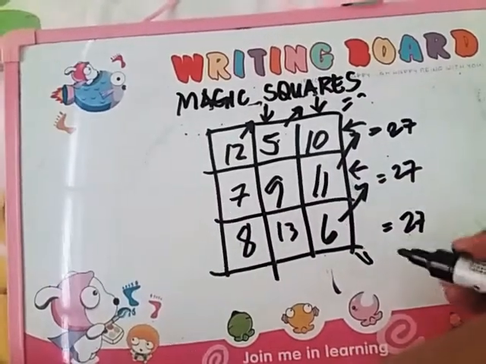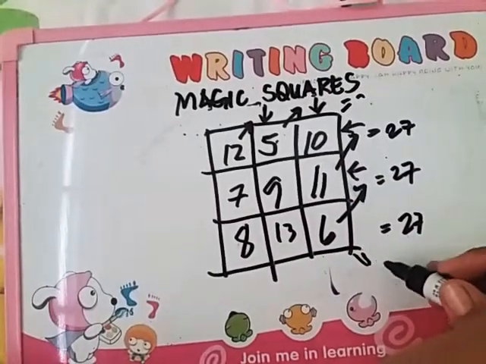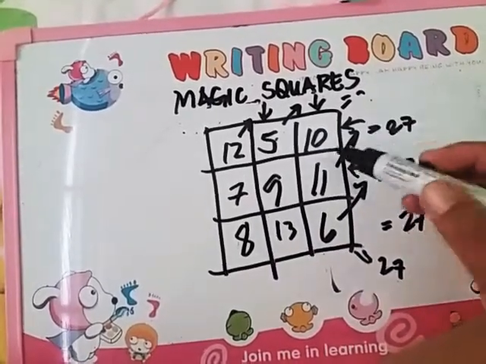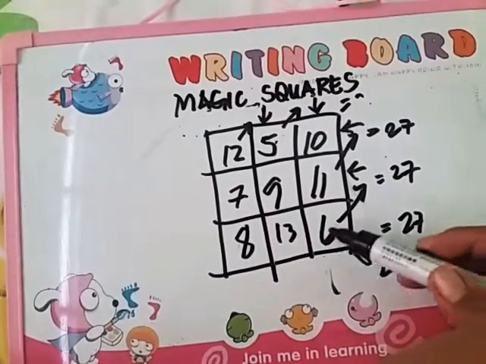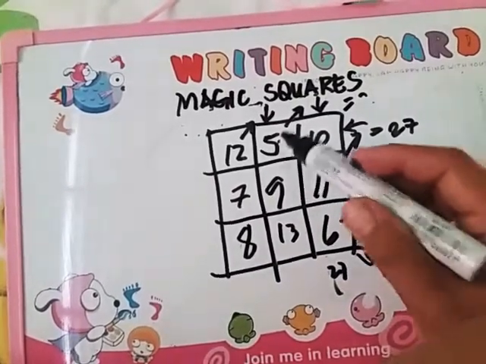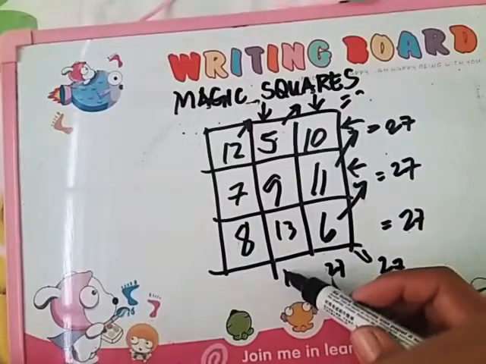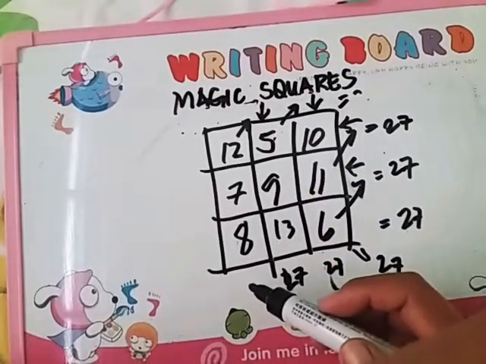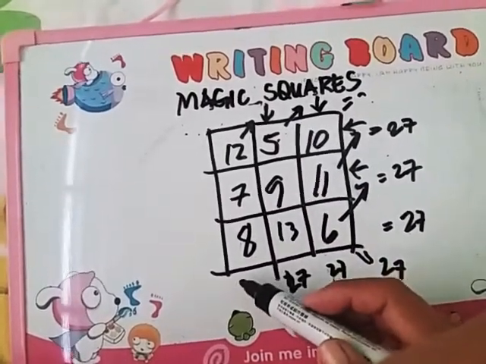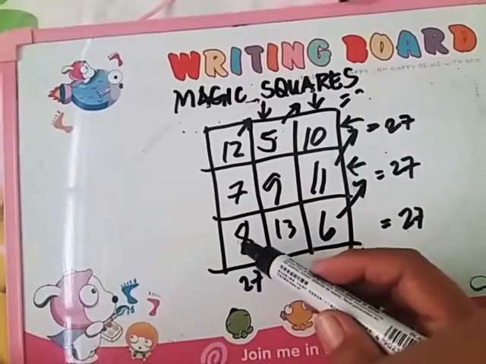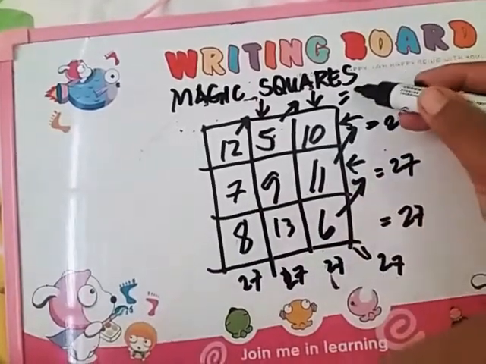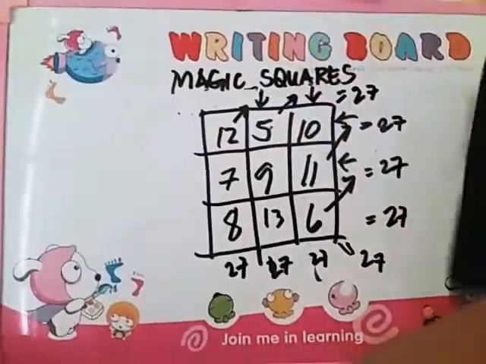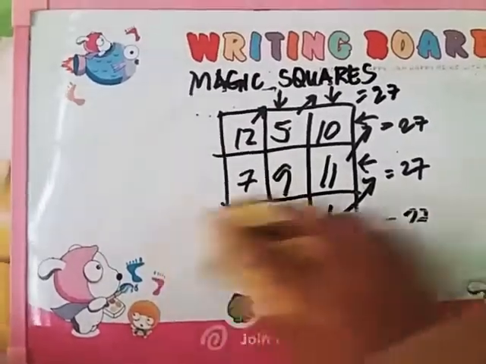12 plus 9 is equal to 21 plus 6 is 27. 10 plus 11 is 21 plus 6 is 27. 5 plus 9 is 14 plus 13 is 27. 12 plus 7 is 19 plus 8 is 27. Let's check the diagonal. 8 plus 9 is 17 plus 10, that's 27. So it works. So let's try if the rule will work on a 5 by 5 magic square.